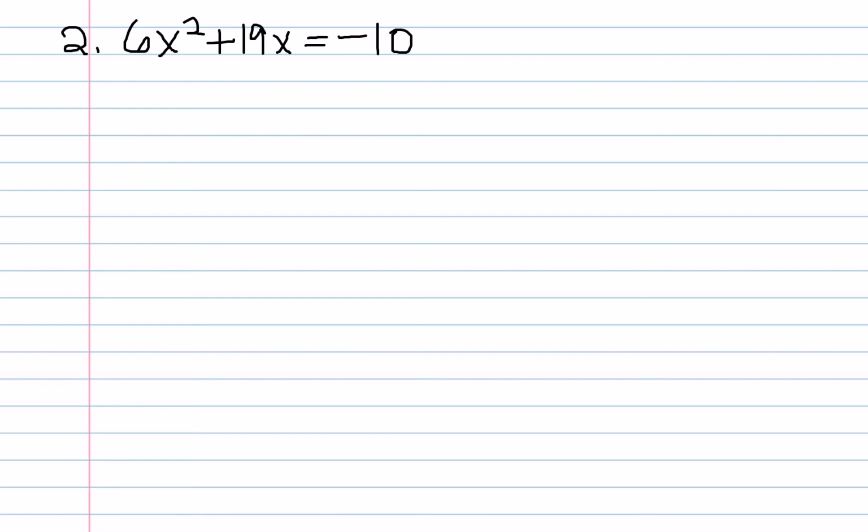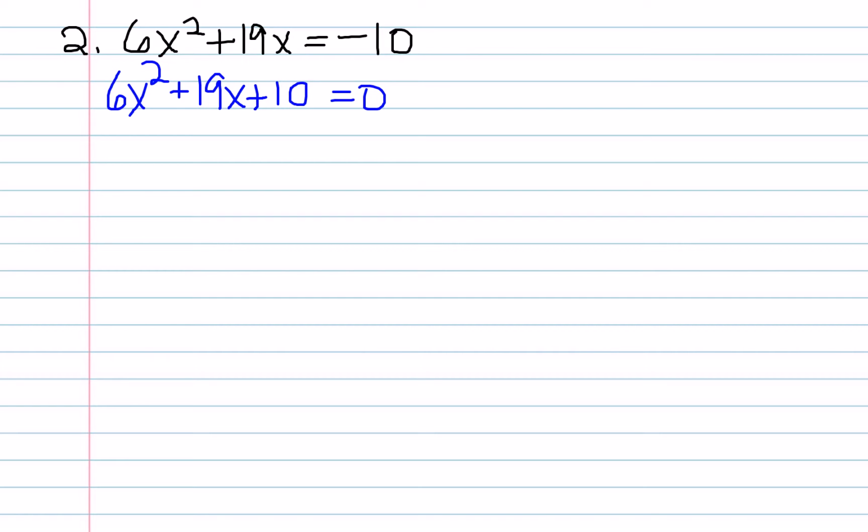In this second example, we'll start from scratch. We need to take the negative 10 and move it over to the other side, which will give us 6x squared plus 19x plus 10 equals 0. If you remember from the previous example, now we multiply the 6 by the 10.